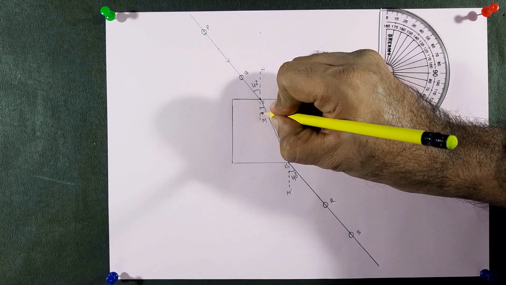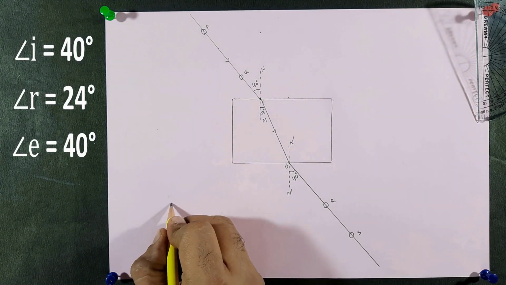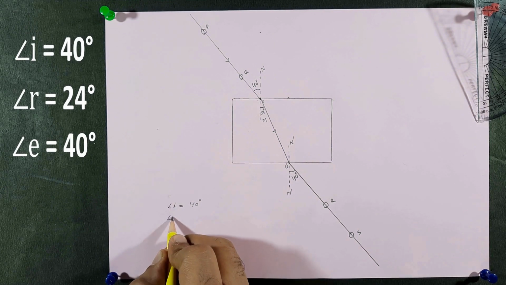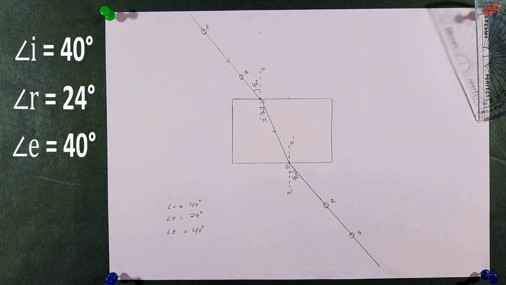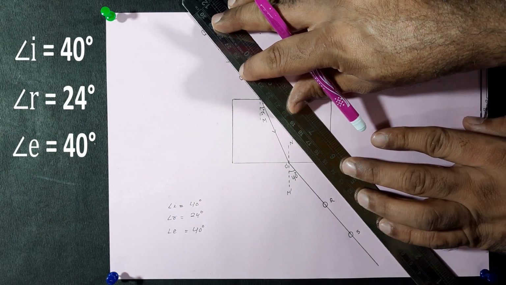When we do experiments, there might be some human errors. That is perfectly fine. An experiment can never be perfect. An error of 1 or 2 degrees is acceptable. In our activity, we just got the perfect value of angle of emergence and angle of refraction.